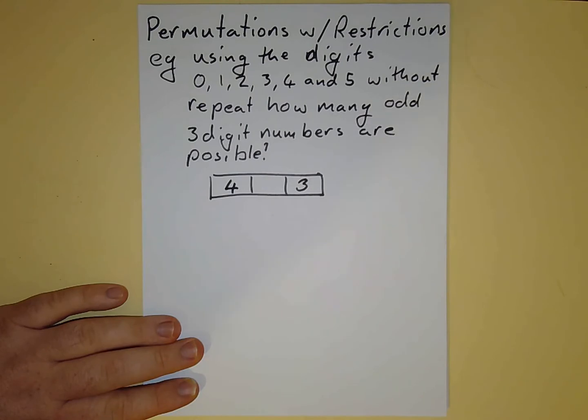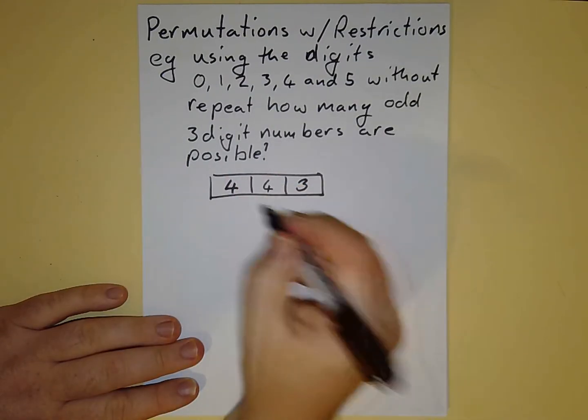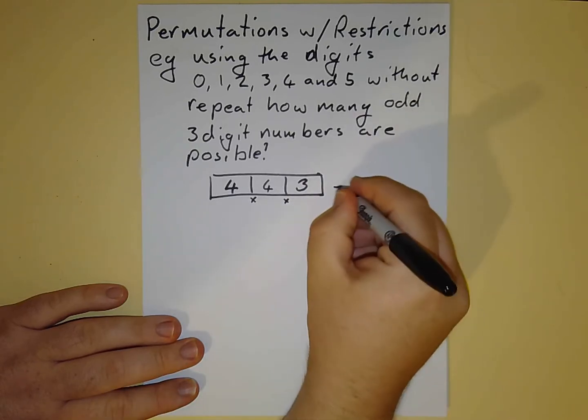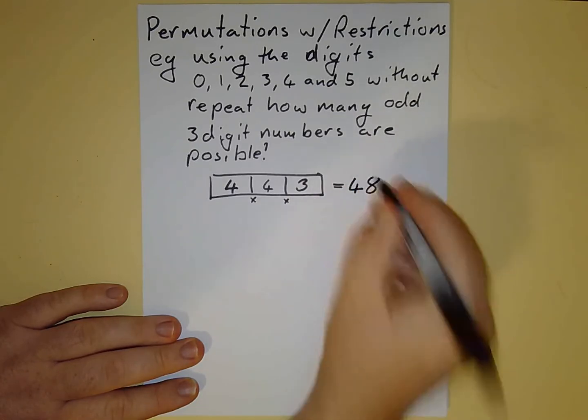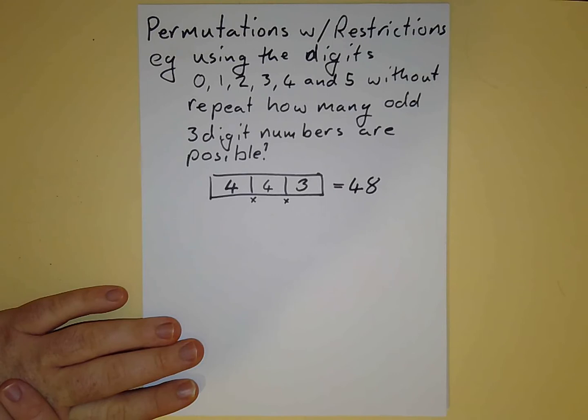So that's also restricted. Now, the middle one is totally unrestricted. So I've used 2 digits. I had 6 digits, so I must have 4 for that one. I multiply them all together and I get 48 possible 3-digit numbers that are odd using the digits 0, 1, 2, 3, 4, and 5.